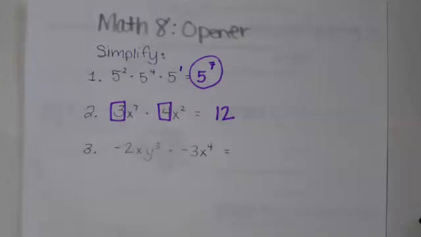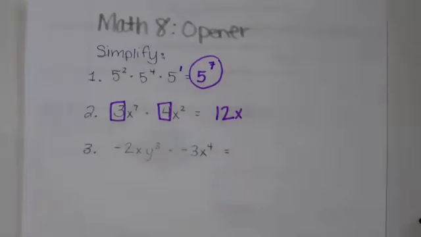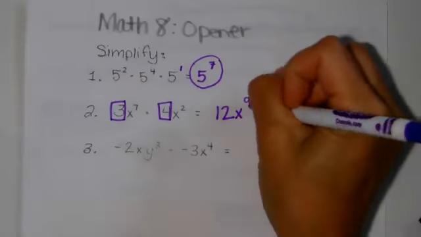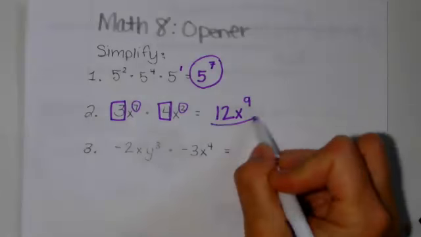Don't forget, if there is a letter that's in the problem, the letter has to go on the answer. So automatically, we have to put an X on it. What's going to be the exponent that goes on the X? Mayana, what is it? It is 9. Good. We add then 7 and 2, and we get 9. This is our final answer.